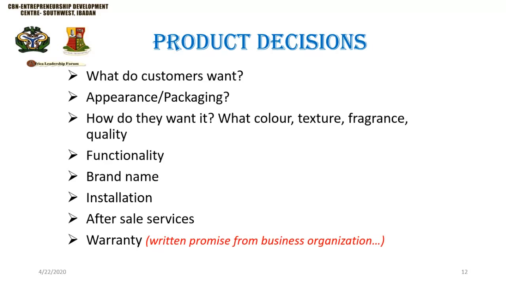In what color, in what texture, in what fragrance, all of this needs to be considered when you are taking product decisions. The functionality of the product is also very key. What function? For instance, a biro, what is the function? It's not the aesthetics alone that matters, but does it write well on every paper? There are some biros you put on paper, it will refuse to write, and you put it on another different paper, it will write. So you look at all of those, the functionality of your product.